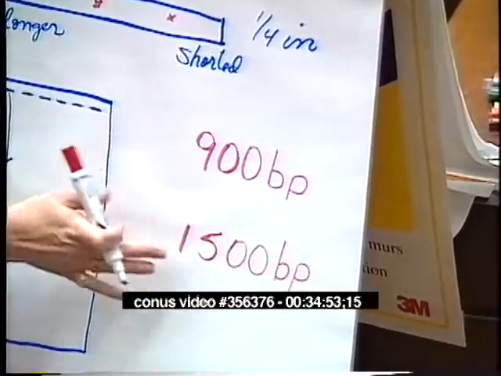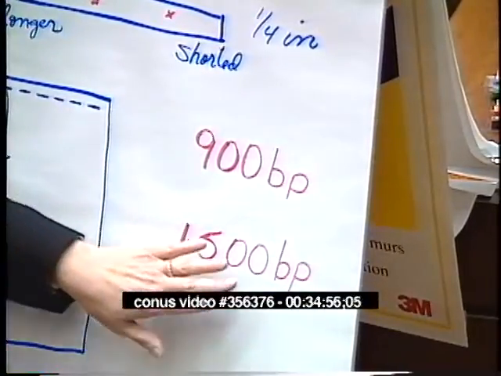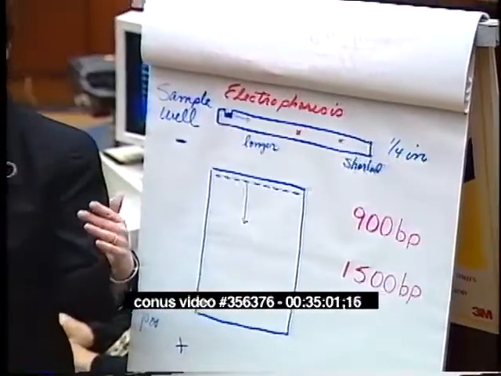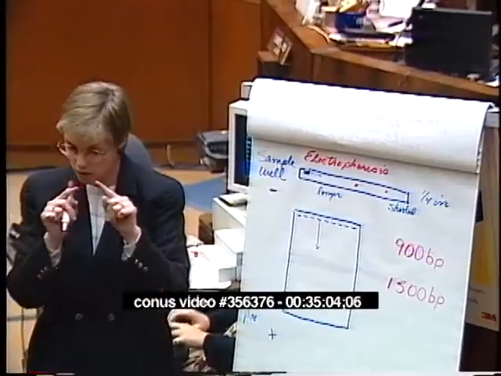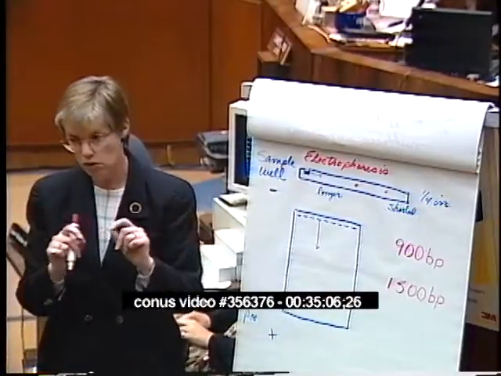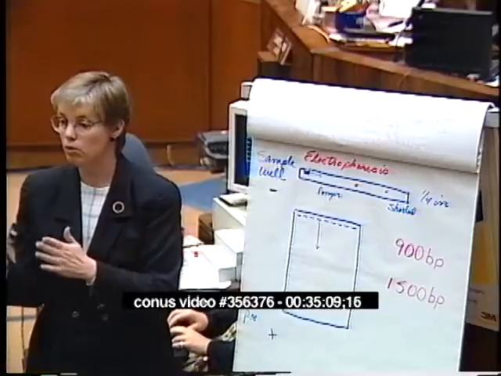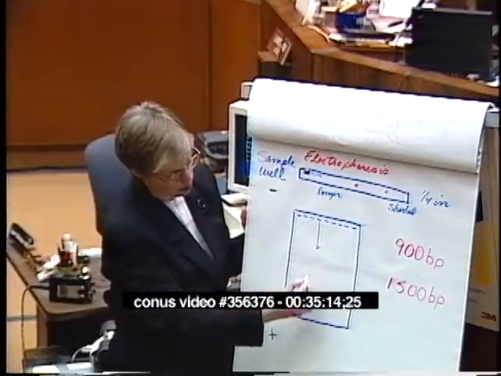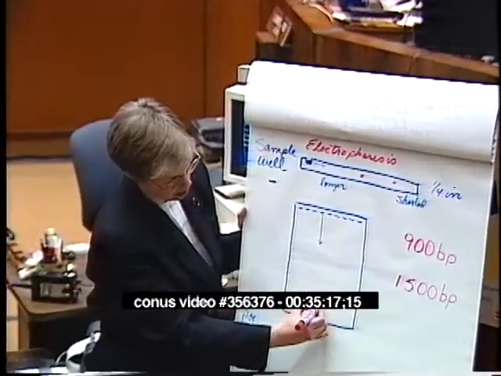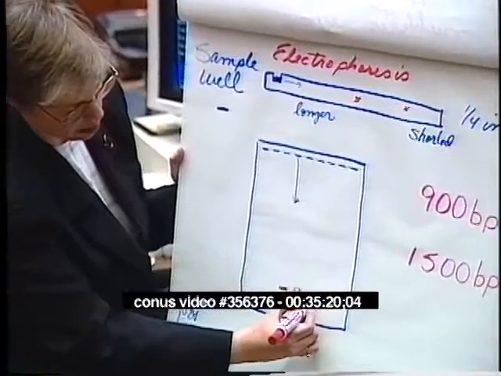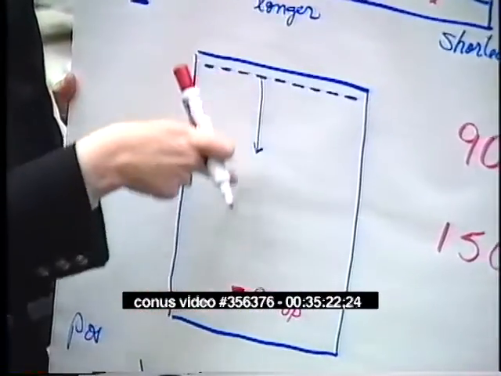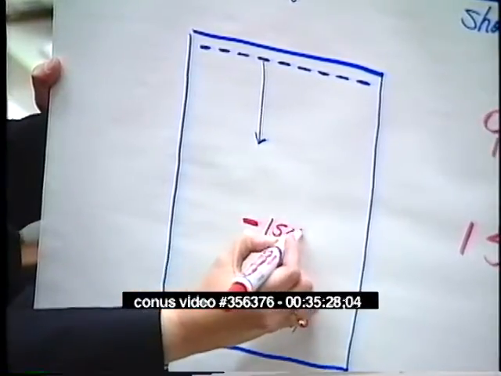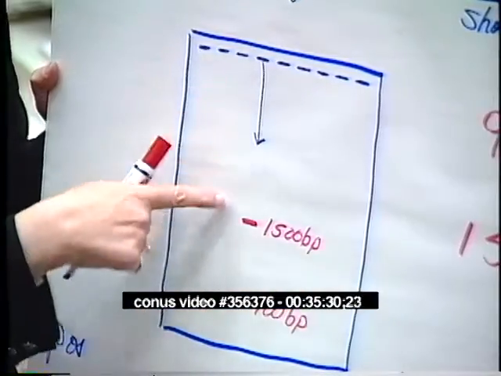This is more like the size range, and actually you can look considerably larger than this, but this is more like the size range of pieces that you would be looking at in this test. Still, the differences in size would be due to the different number of repeats in that section of DNA. So if we go back, our 900 base pair piece has moved further down through the gel, and the 1500 base pair piece has not moved as far.